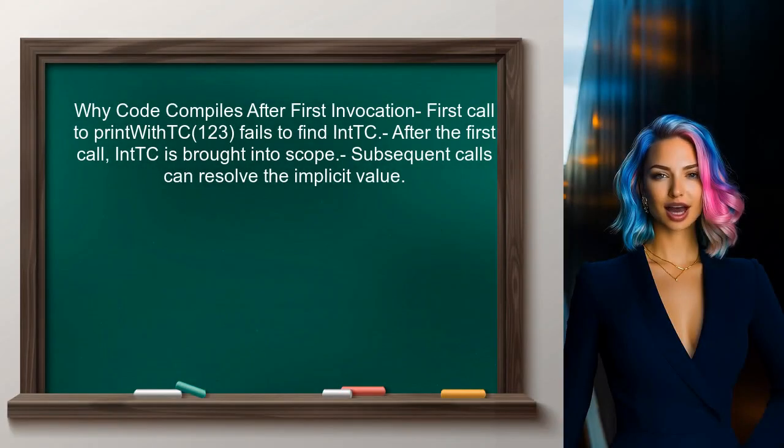Next, let's discuss why the code compiles after the first invocation of printWithTC. When the user calls printWithTC with an integer, the Scala compiler looks for an implicit value of type TC[Int]. After the first call, the compiler can resolve the implicit value because it has been brought into scope.